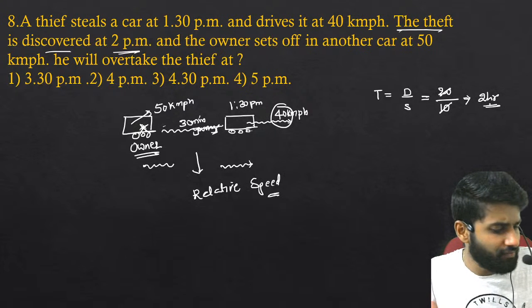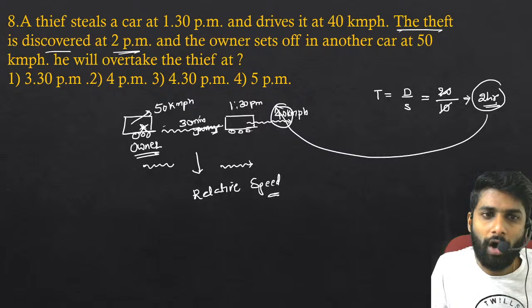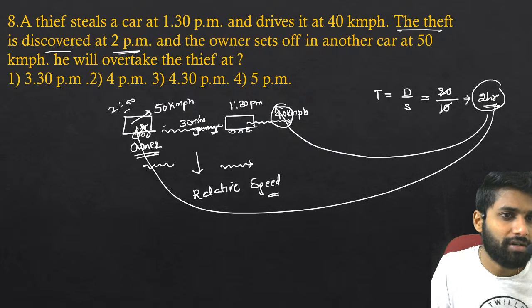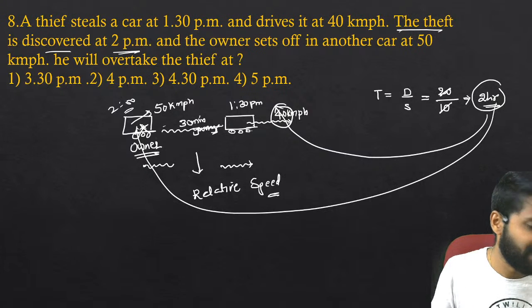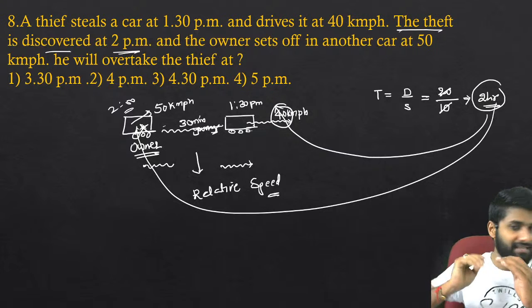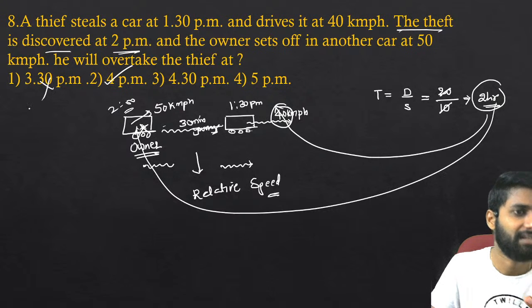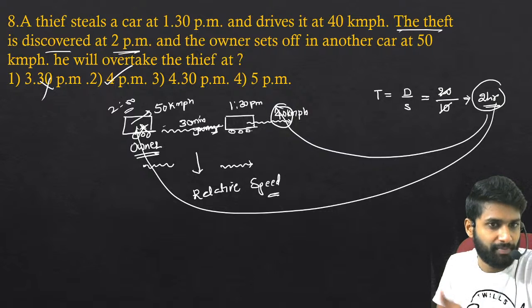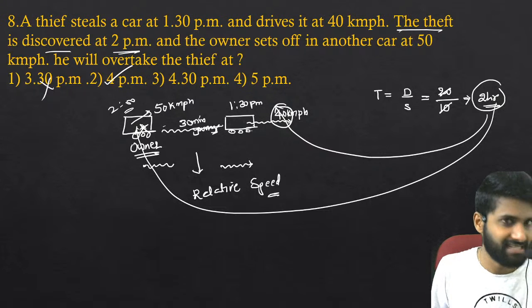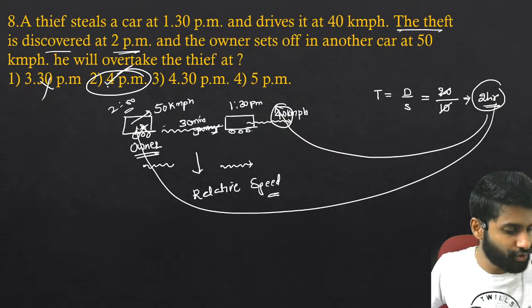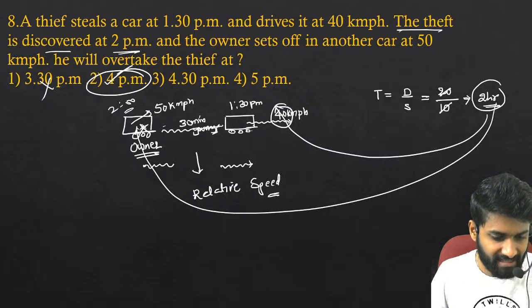But here most of the students have a question: Sir, do we need to add these 2 hours to 1:30 or 2 o'clock? Simple, guys. We need to add the time to the moment when the relative speed starts. The relative speed starts at 2 o'clock, so we add 2 hours to that. That's why the answer is 4 p.m., not 3:30 p.m. Because 1:30 deals with the speed, and 2 o'clock deals with the relative speed. That's why the answer is exactly 4 p.m. Is the story clear?